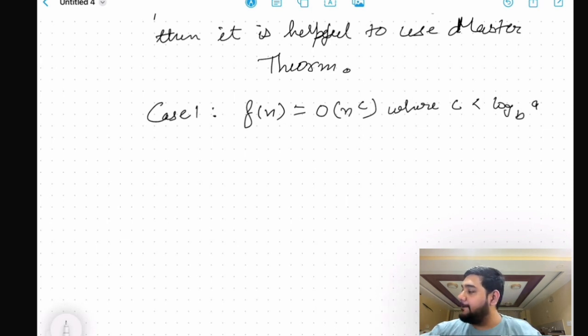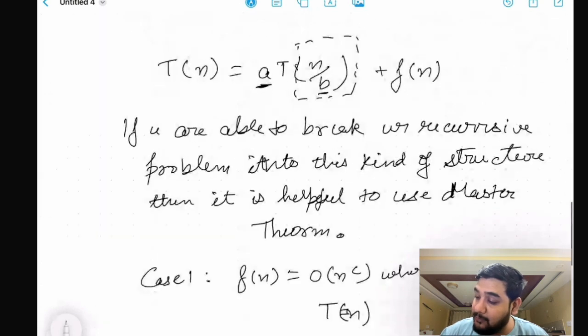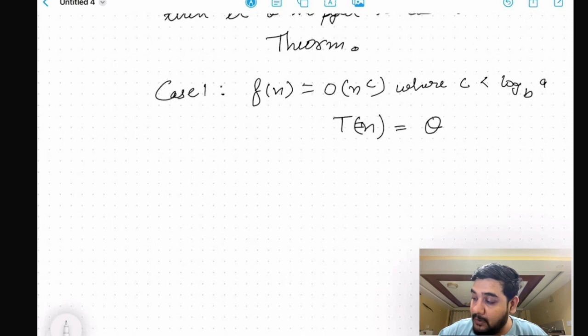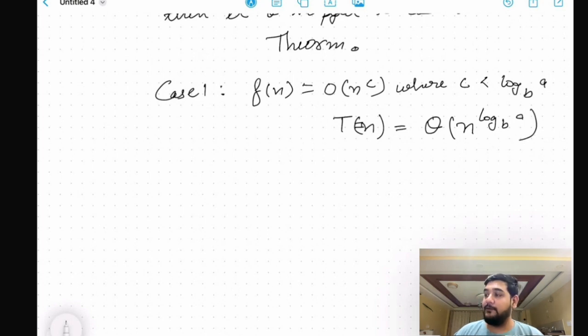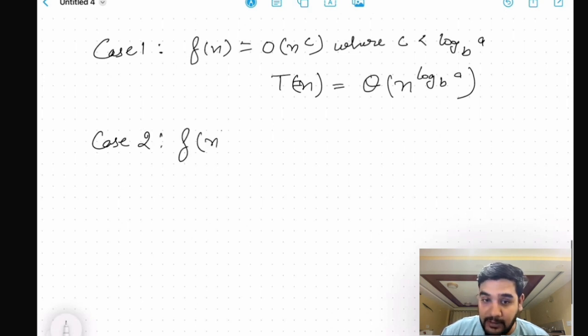So in this case, what happens? The time complexity T(n) will be theta of n to the power log base b of a. Fine. This is the first case.